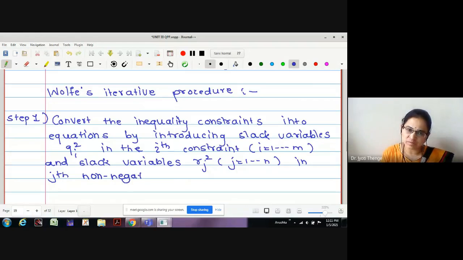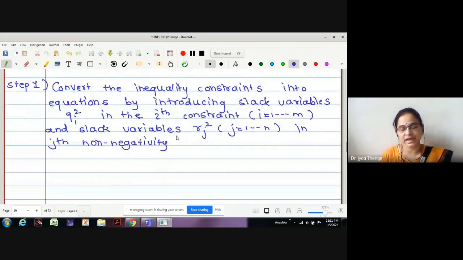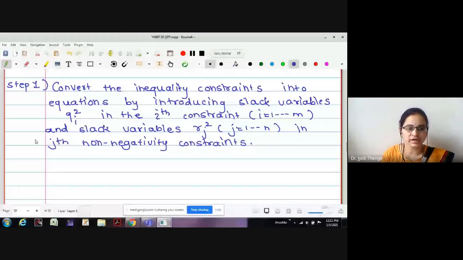So this is the first method we have seen in which we treat the non-negativity restrictions as constraints. Actually, those are constraints, but we did not take them into the calculations earlier. But this is the first method in which we convert the non-negativity restrictions also into equality form. Now, what is step number 2?